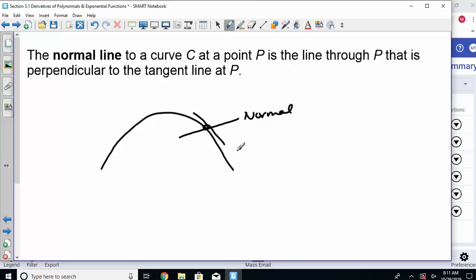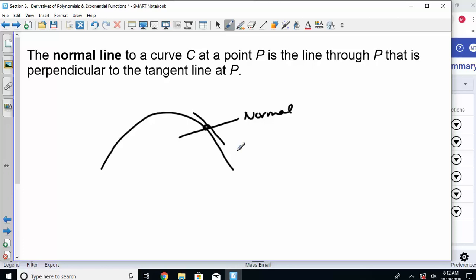Now, we can do this the same way that we have been working to get equations of tangent lines. We would do the derivative. The derivative tells you the slope of the tangent line. Since the normal line is perpendicular to that, what do you know about perpendicular lines? How are their slopes related? Opposite reciprocals, aren't they? So if the tangent line had a slope of 2, the normal line would have a slope of negative 1/2. You have to flip it and change the sign.